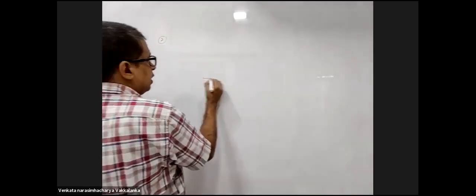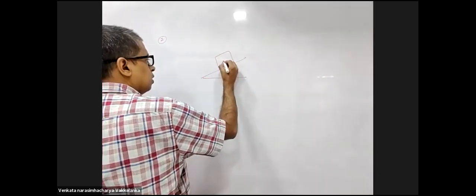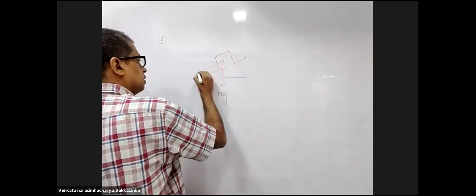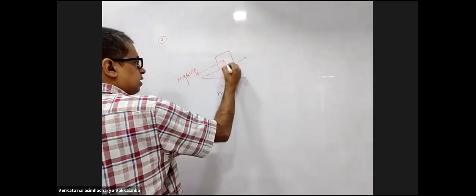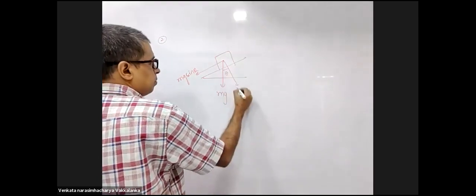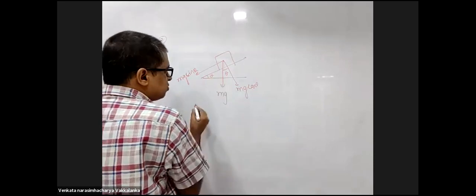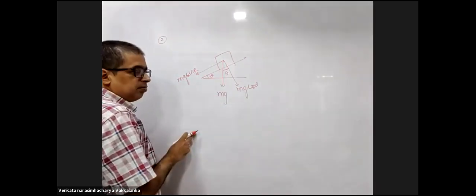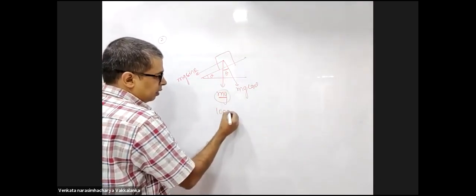Second question, may the weight of the block, this will be mg. This will be mg sin theta. This will be mg cos theta. Why? Because this angle is theta. This will be 90 minus theta. This will be theta. So mg is given as 1000 Newton.